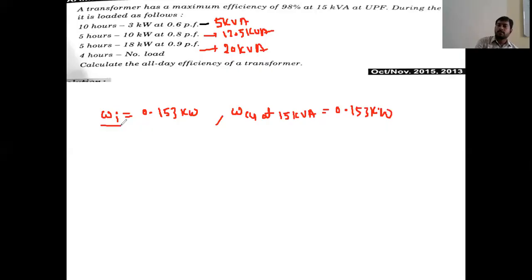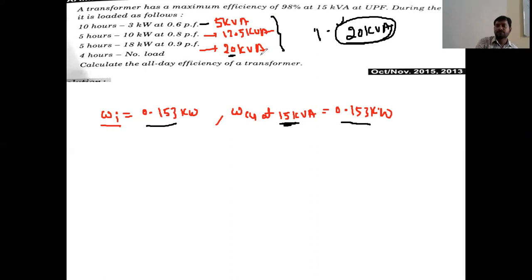This is the iron loss we got from the maximum efficiency, 0.153 kilowatts, and it is always constant. The copper losses at 15 kVA are 0.153 kilowatts. But 15 kVA is the maximum efficiency kVA. The actual transformer rating we decide from the given loads, and the maximum kVA is 20 kVA, so that is the rating of the transformer. Now we need to calculate the full load copper losses.